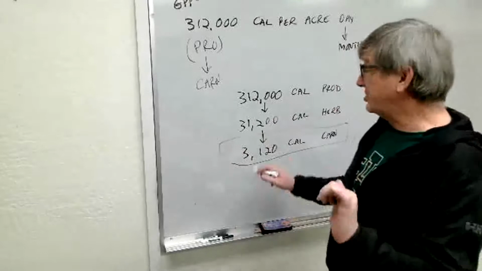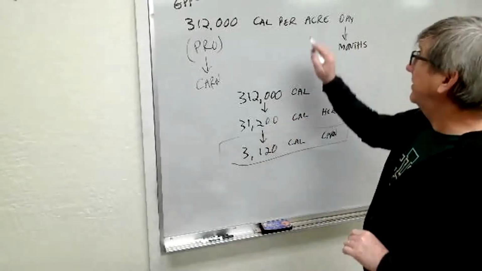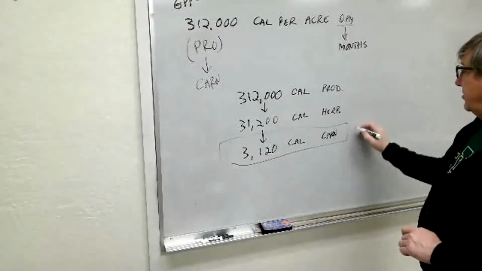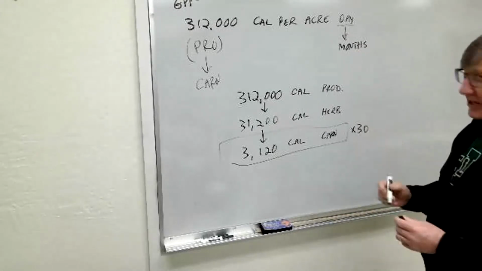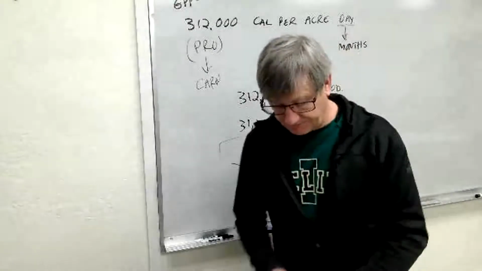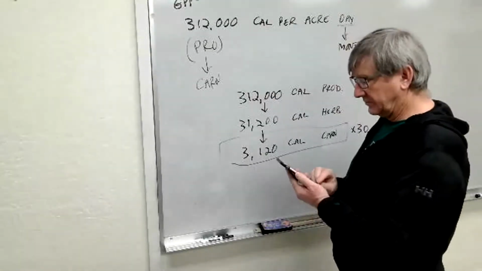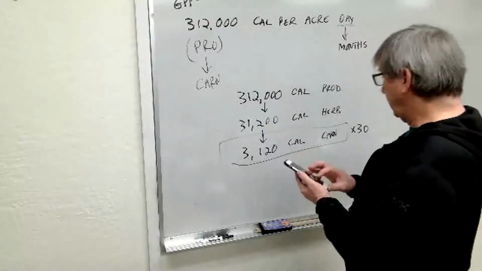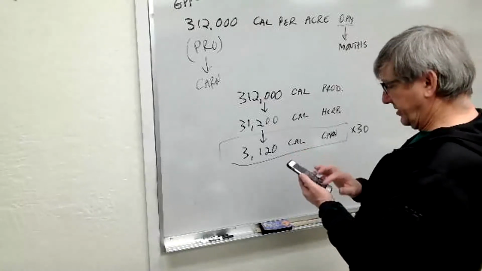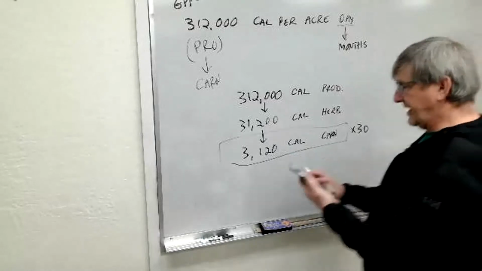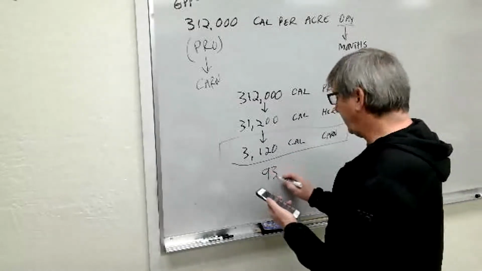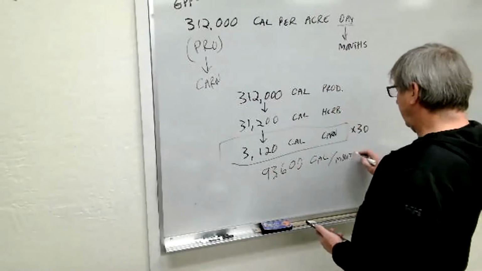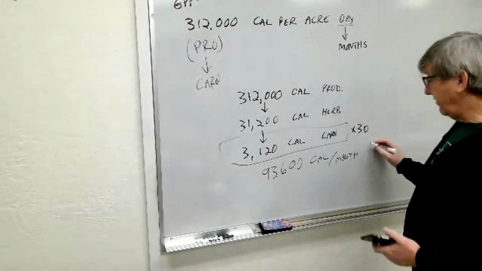Yes, if the question asks you the amount per day, because this was per day, but it wanted the amount per month. So I have to multiply that by 30 to get my final answer. So let me see. Calculator. Clear it. 3120 times 30 equals, here's my actual final answer, 93,600 calories per month goes to the carnivores.